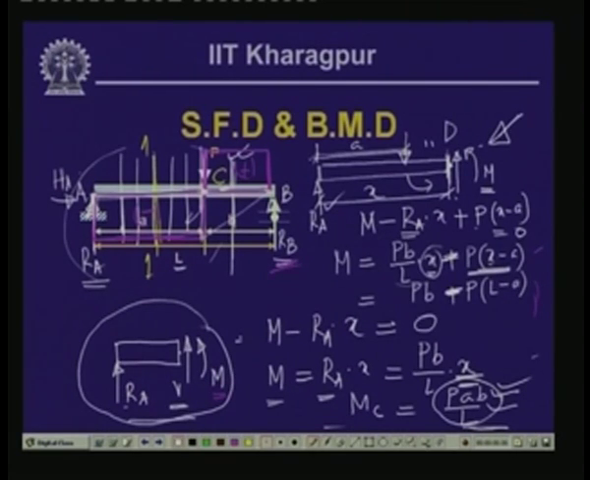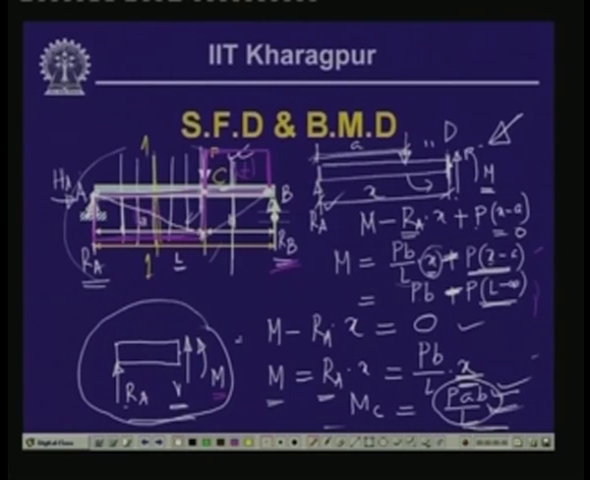So this is equal to 0. Now, L is the whole length, A is this length. So L minus A again is B. So P b minus P b is equal to 0. So the moment at this particular point again is going to be equal to 0. As you have seen, at this particular point the bending moment is 0, it is linearly varying going up to this particular point with the value of P a b by L.